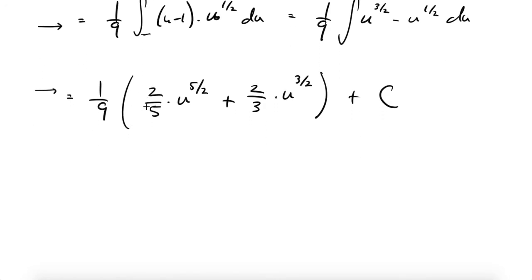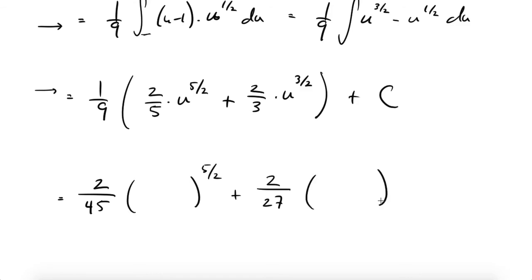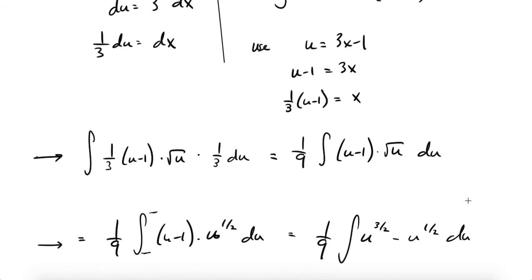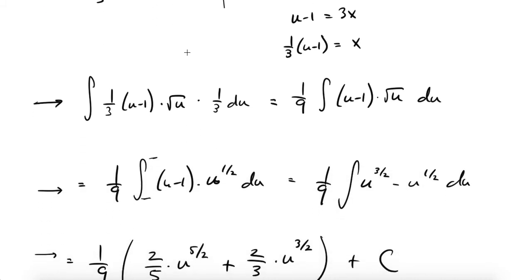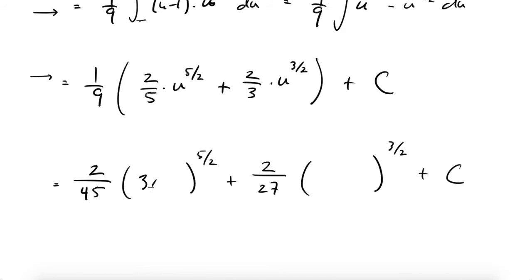The last thing I need to do is clean up these constants a little bit, and also I don't want to leave my final answer in terms of u. So this ends up being 2 over 9 times 5, which is 45, and then I have something to the 5/2, and this is 2 over 9 times 3, which is 27, times something to the 3/2. And then, of course, to see what u is, you just go back and see what your original substitution was. We see it written in 2 places here, but u equals 3x minus 1. That was our original substitution. So this is a 3x minus 1, and this is a 3x minus 1 as well.